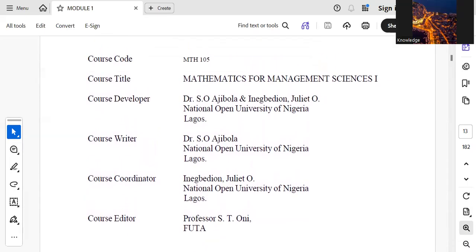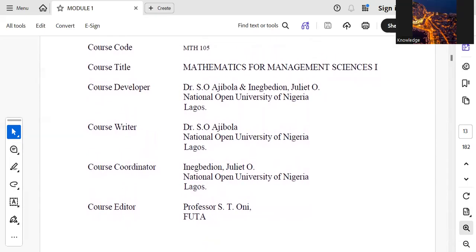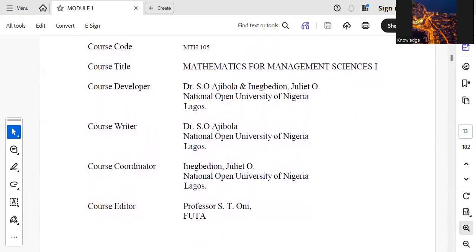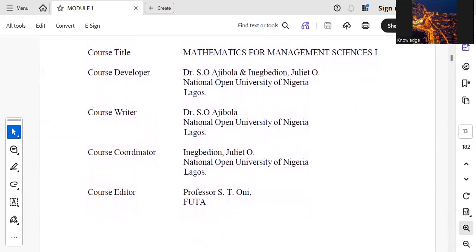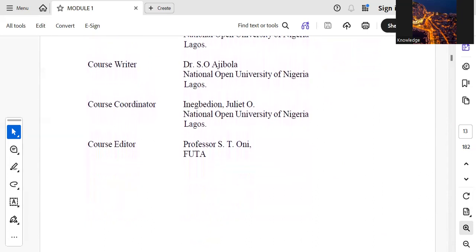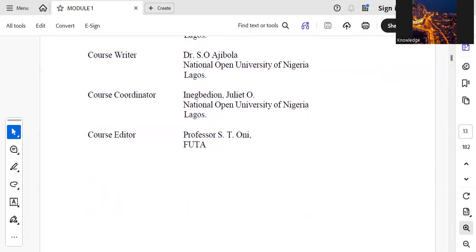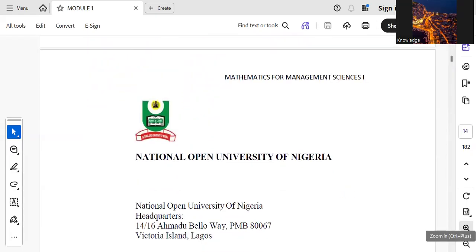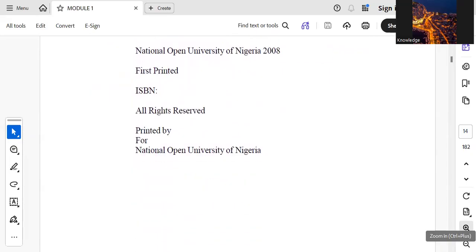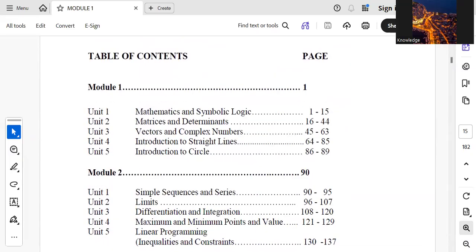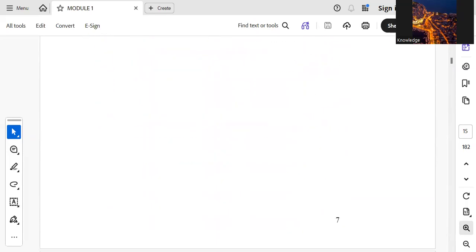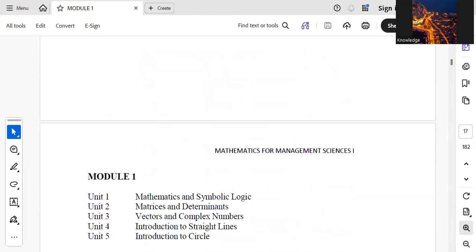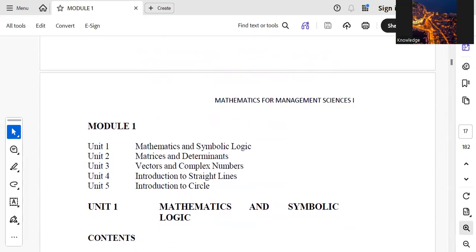The developer of this course is Dr. S.O. Ajibola and Inegbidion Juliet O. They're all from the National Open University of Nigeria in Lagos. The writer is also Dr. S.O. Ajibola. The editor is Professor S.T. Oni from FUTA. So that is all on MTH 105, the course that will teach you how to solve business problems using mathematical models. In summary, it's a course that will teach you how to solve business problems using mathematical models.